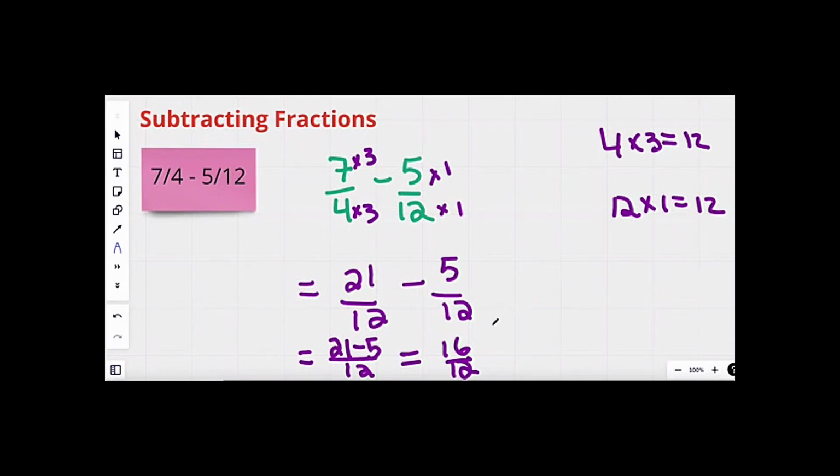Now, there's one more thing, is sometimes we may be asked to simplify or to reduce to its lowest terms. And so what does that mean? It means that we can still reduce the 16 over 12 further. So I'm going to bring it over here. So we've got our 16 over 12. And how can we reduce this even further?